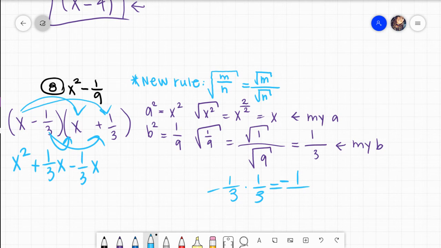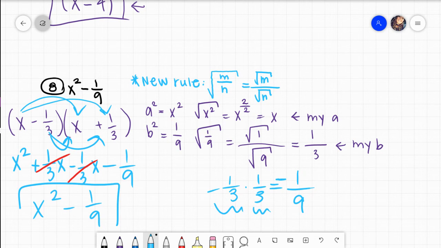So it's negative. 3 times 3 is 9, right? What I wanted to say was 1 times 1 is 1 over 3 times 3 is 9. Signs are different between these two terms, so it's negative. So right here, I get a negative 1 over 9. Then I notice additive inverses, those cancel. And so what I have left is x squared minus 1/9. X squared and a negative 1/9.